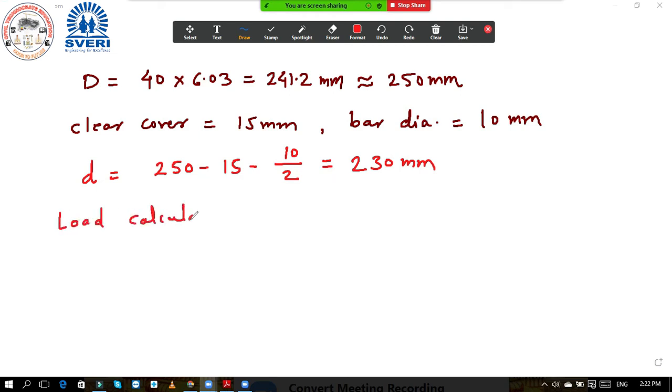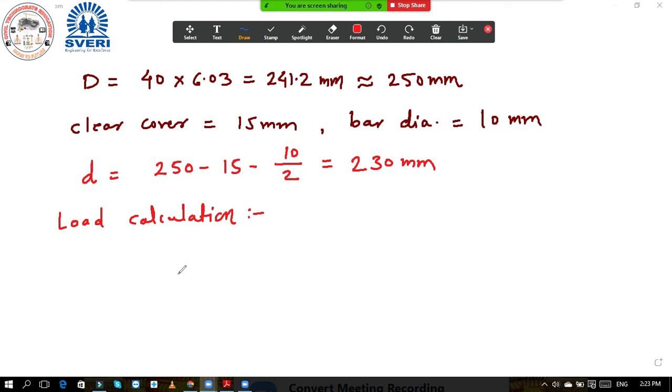This is our step number 3. Step number 1 is when we assumed the riser and tread, 150 mm riser, 280 mm tread. Step number 2 is effective length calculation. And now this is step number 3, load calculations. If you want, you can give the numbering to the steps stepwise.